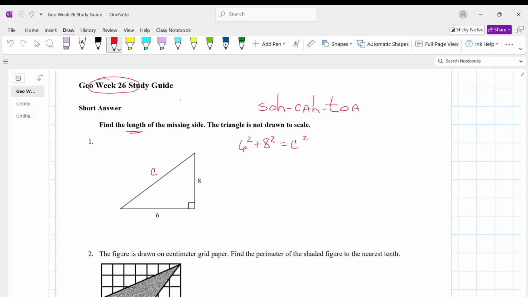And we're going to get 100 equals C squared. And then we're going to find the square root of each side. And 10 is equal to C.